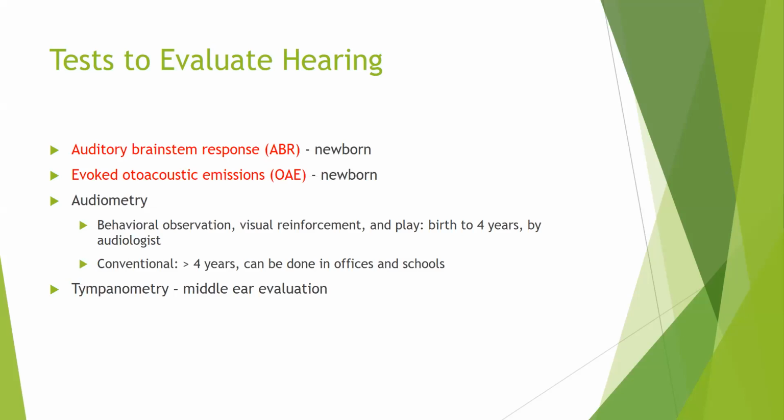Audiometry, we want to watch for behavioral signs. We want to make sure that the child is using words like they should, and if they're not, we need to refer these children early. We should do conventional audiometry at greater than 4 years. This can be done in offices and schools. So a lot of you have taken this test, right? Can you hear that? Can you hear that? Can you hear that? And so that's the one. Tympanometry can also be done to assess that the tympanic membrane is working correctly.